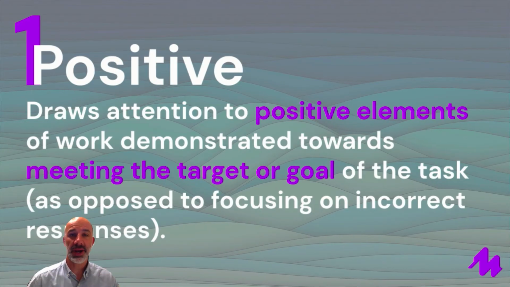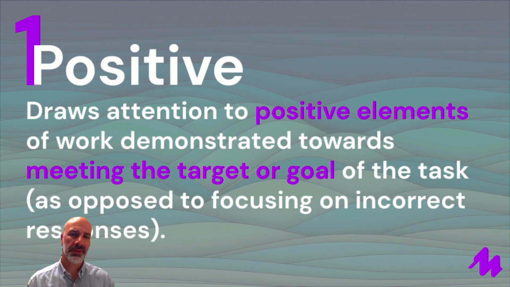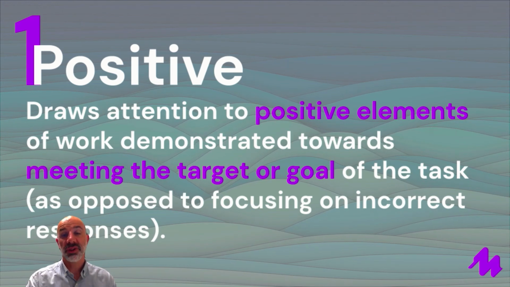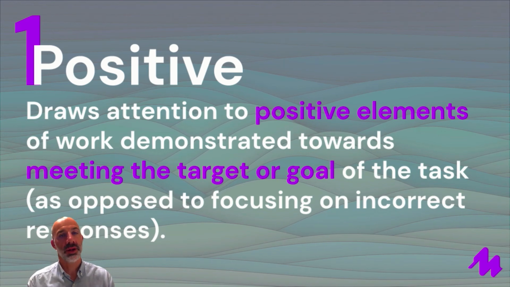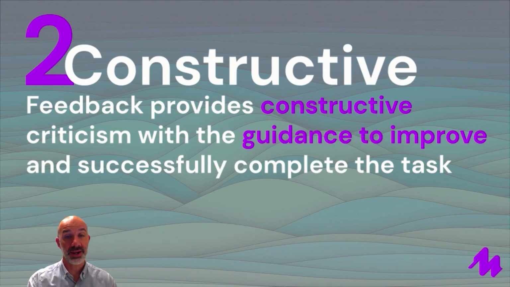So one is to make it positive. Draw attention to the positive elements of the work that are demonstrated towards a student getting closer to that task, as opposed to only focusing on corrective feedback or incorrect technique ideas or approaches that that student has created. So this can be really beneficial. And again, tied to this idea of making the feedback actionable, because we're creating that confidence and the student feels like they can do something with the feedback provided.